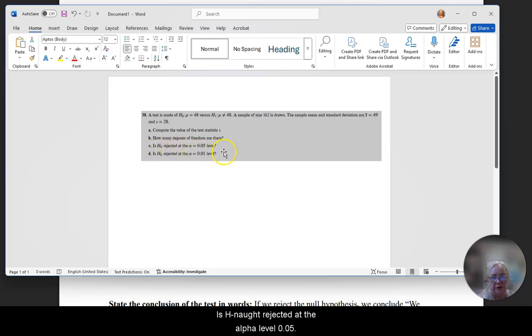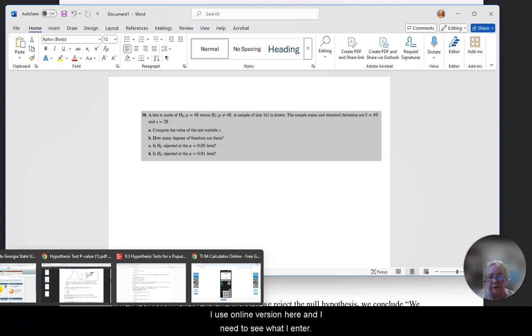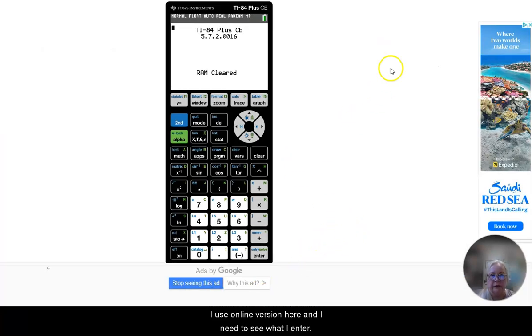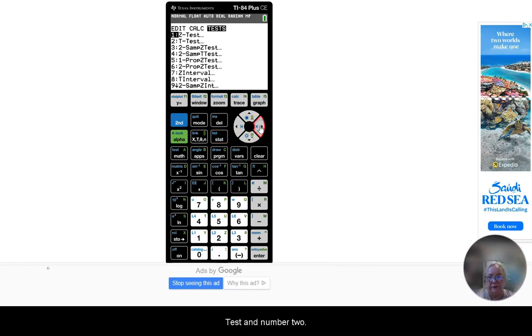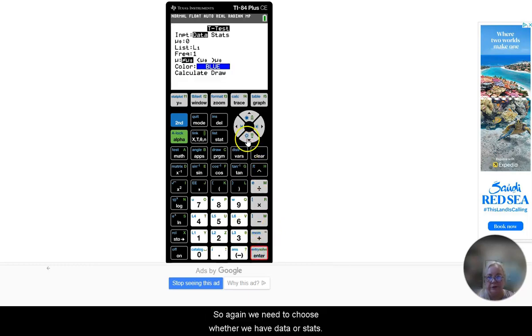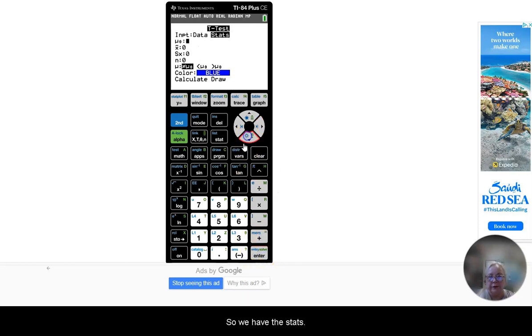Is H naught rejected at the alpha level 0.05? For that, we need to use our TI-84. I use the online version here, and I need to see what I enter. But first, I'll show you where I'm going to find the t-test command. Stat, test, and number 2, either you drop down one step or you press 2 and enter. Again, we need to choose whether we have data or stats. We have stats because x bar is given, and we enter. So we have the stats.